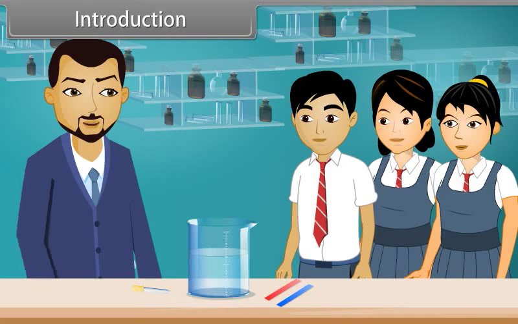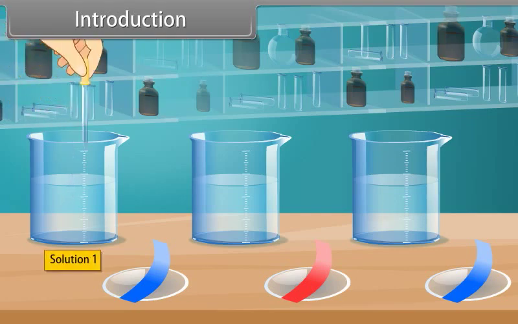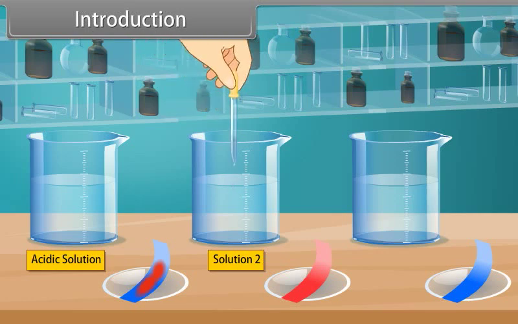Very good morning. Today we will perform an experiment to identify the acidic, basic or neutral solution. Fine, sir. First, put a drop of solution 1 on the blue litmus paper. It turns into red. It shows acidic behavior. Next, put a drop of solution 2 on the red litmus paper. It turns into blue. It shows basic behavior.